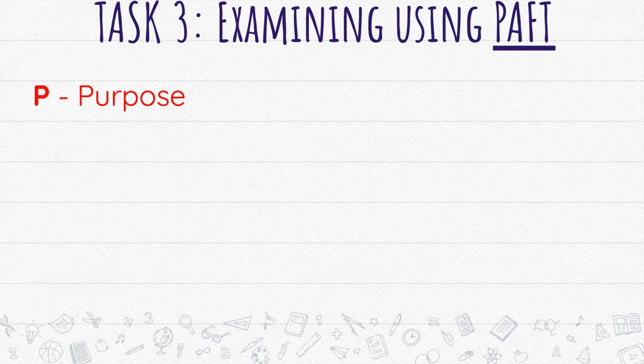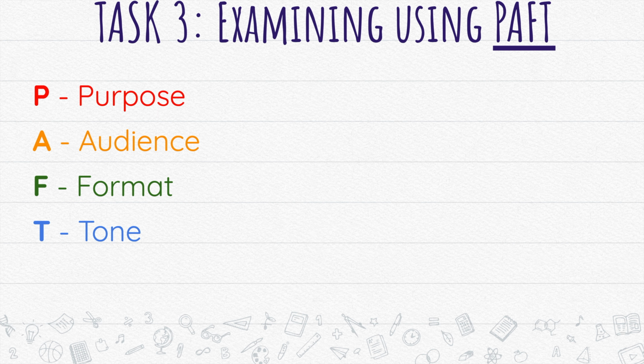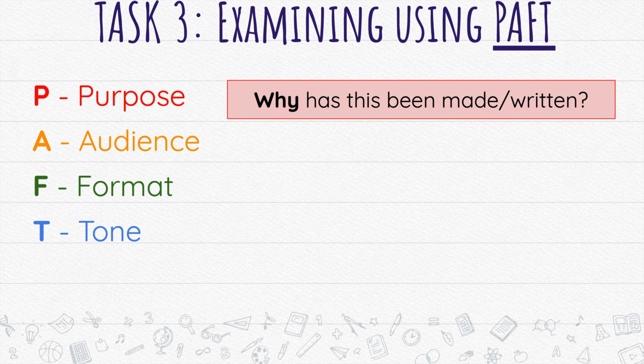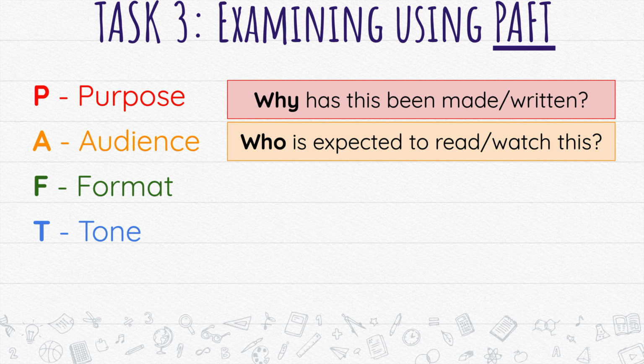So PAFT stands for P for purpose, A for audience, F for format, and T for tone. So these are the questions you're going to ask yourself when you're looking at a piece of text to really try and figure out what it's all about. So for the purpose, think, why has this been made or written? What is the point? What is the purpose of this piece of writing or this advert, for the example that we're going to look at? For the A, who is expected to read or watch this? So who is their intended audience? Who do they want to look at this?